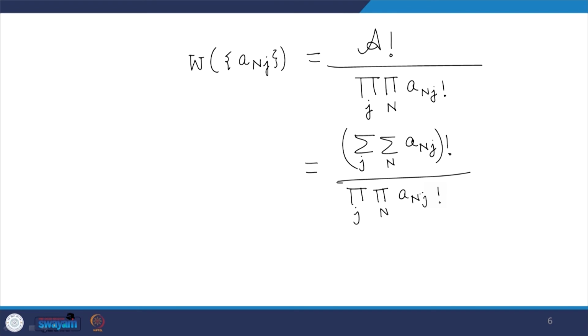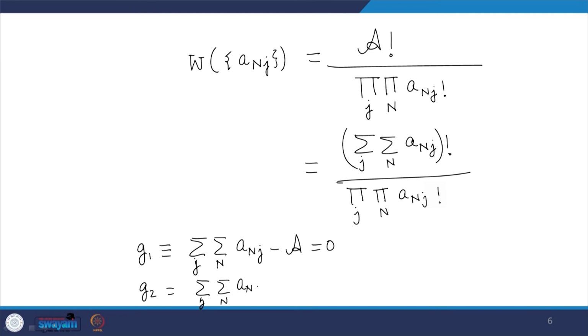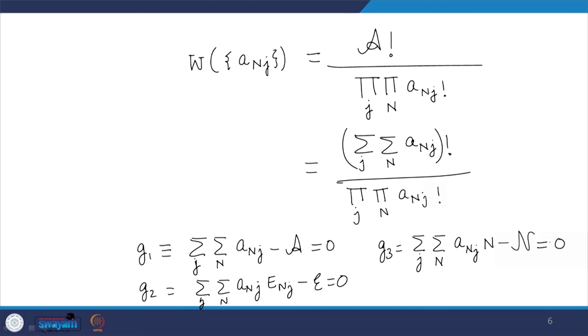And I can also write my constraints again. So, one constraint is for the number of states, the other constraint is for the energies, and the last constraint is for the number of molecules.